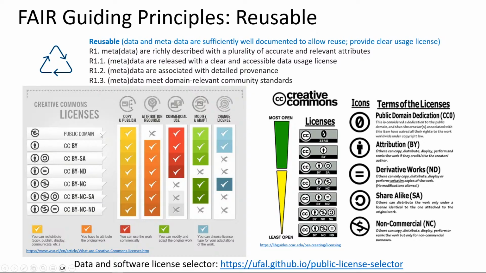So public domain means that you can copy and publish my data. You can commercially use my data. You can modify and adapt my data. You can even change the license of my data. Let's say you use my data in a commercial tool, then you don't even need to make the data public. You can change the license and make it commercial. You don't even need to attribute me, cite me, or give me credit for this data. So that would be the most open.